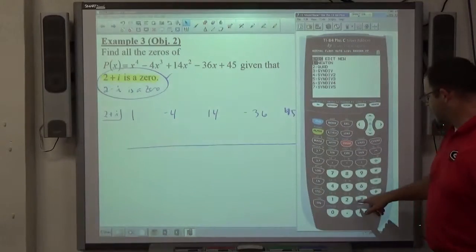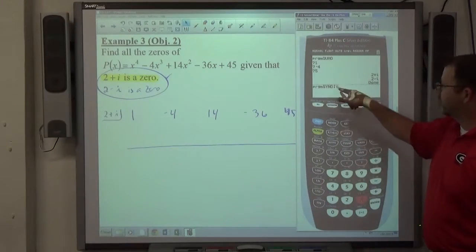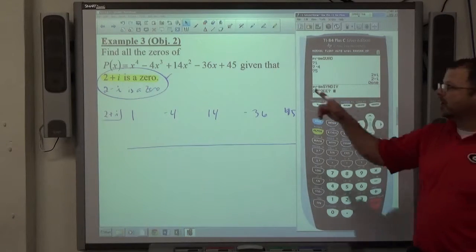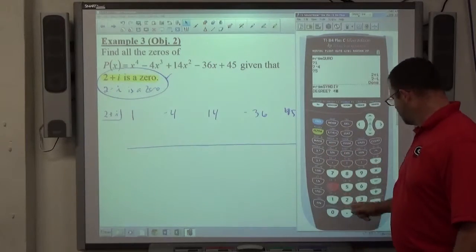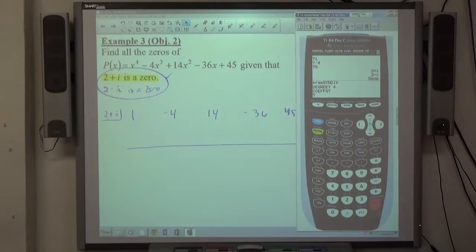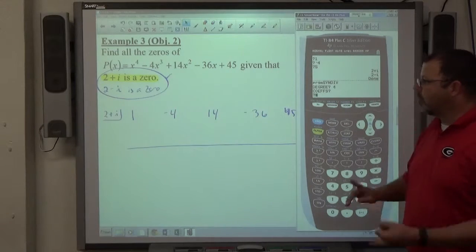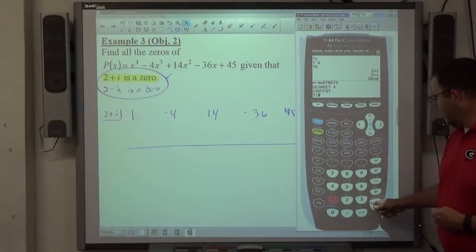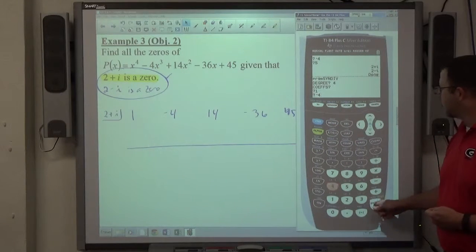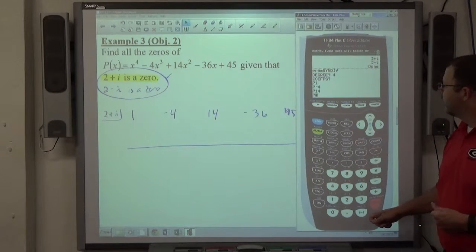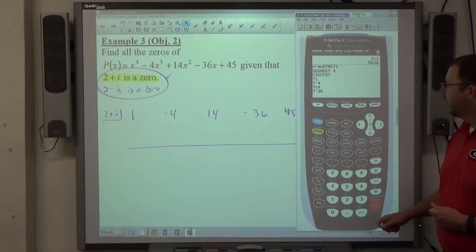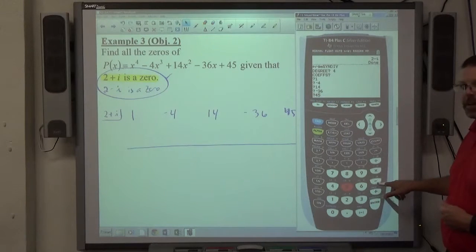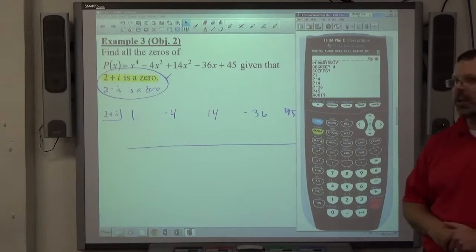All SynDiv does is ask you, so if I type in program 3, so it says program SynDiv, enter, it'll ask for the degree. Okay, the degree is the highest power, and that just opens the correct SynDiv program. Then all it asks you for is the coefficients, which would be what we have over here, one at a time. So 1, enter, negative 4, enter, 14, enter, negative 36, enter, and 45, enter. Make sure when you type in negative 4, negative 36, use the negative key, not the minus sign. Otherwise your calculator gets bent out of shape, doesn't understand that.